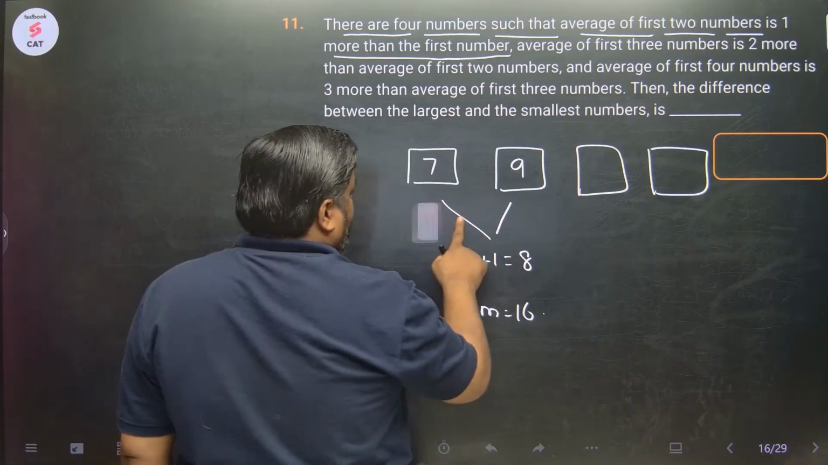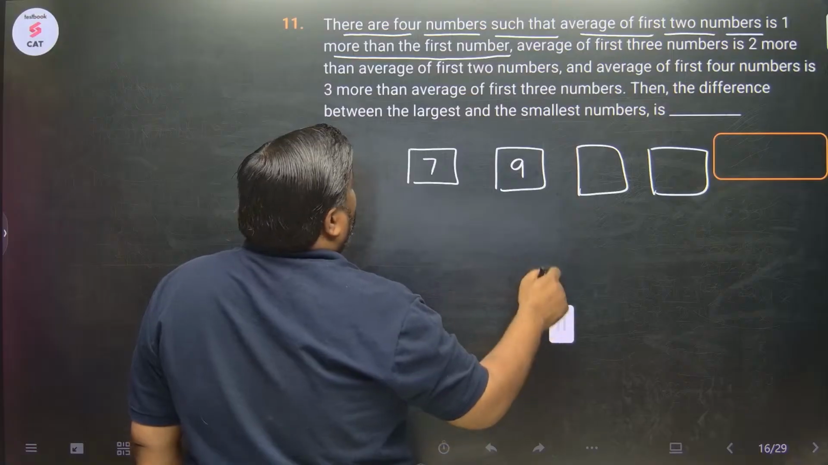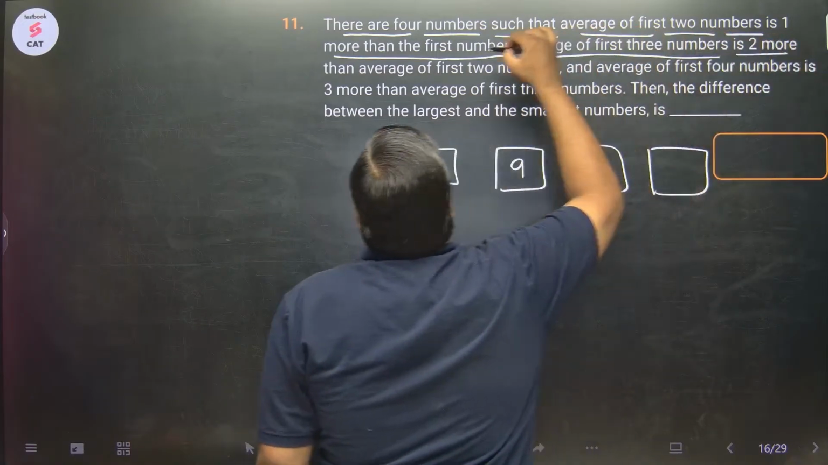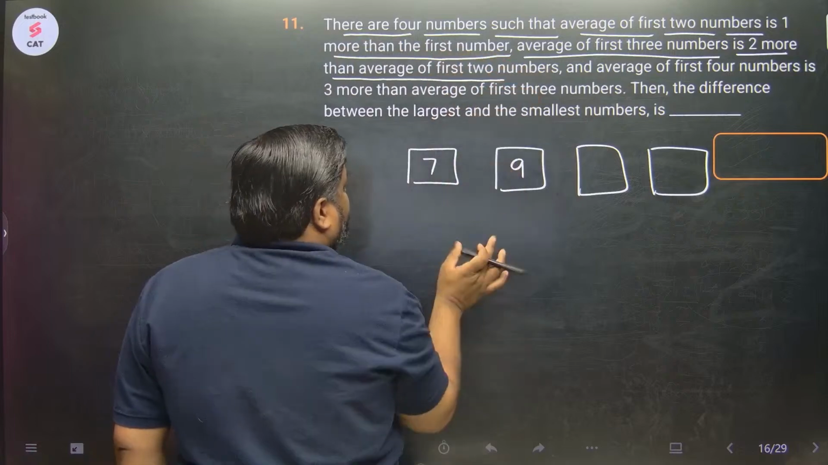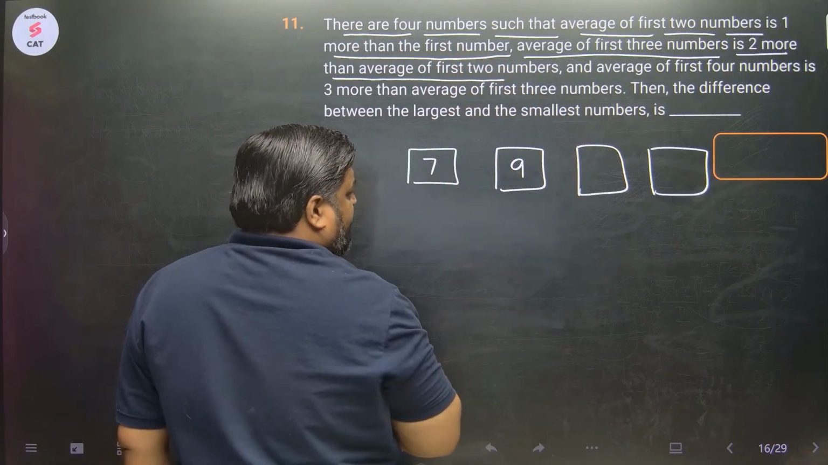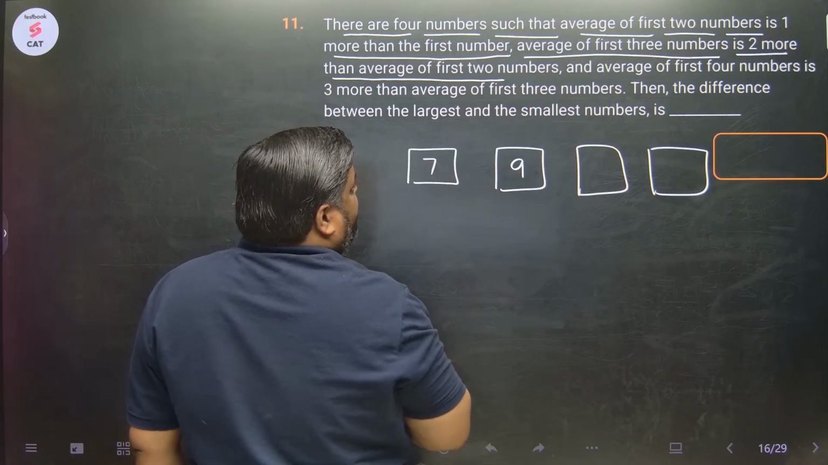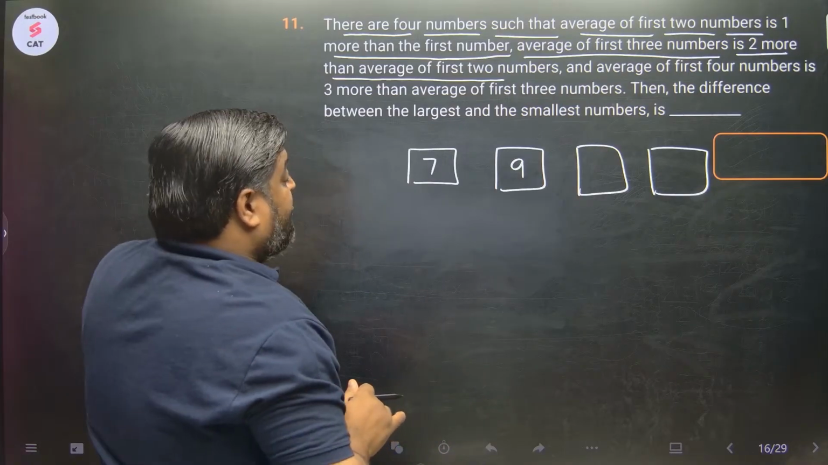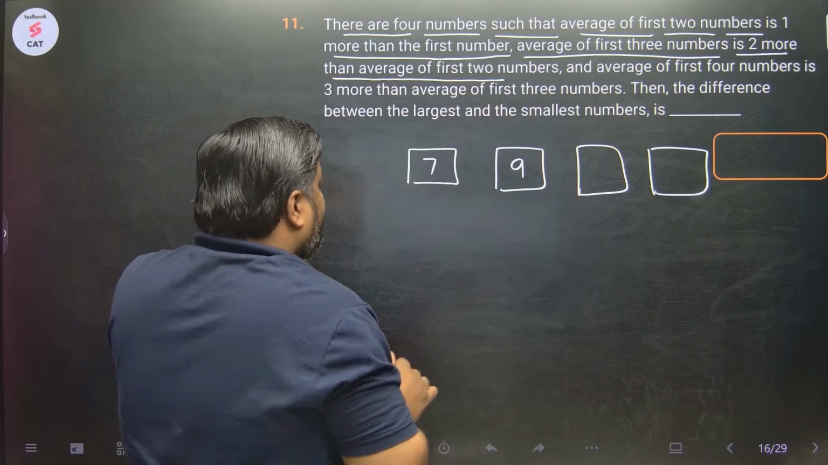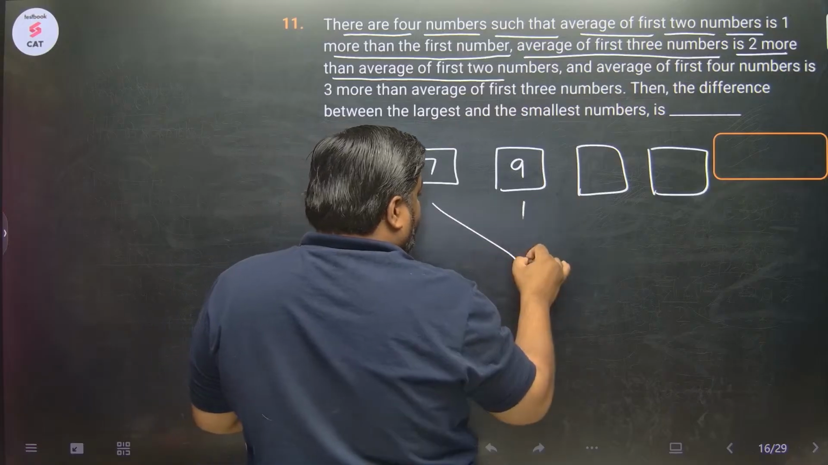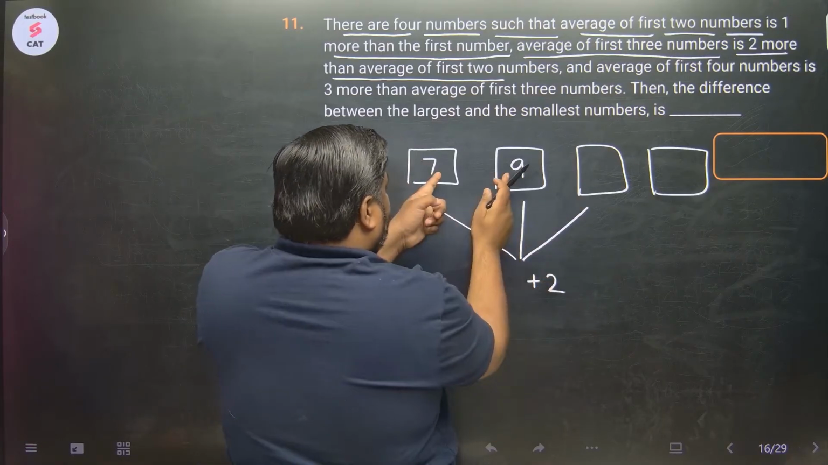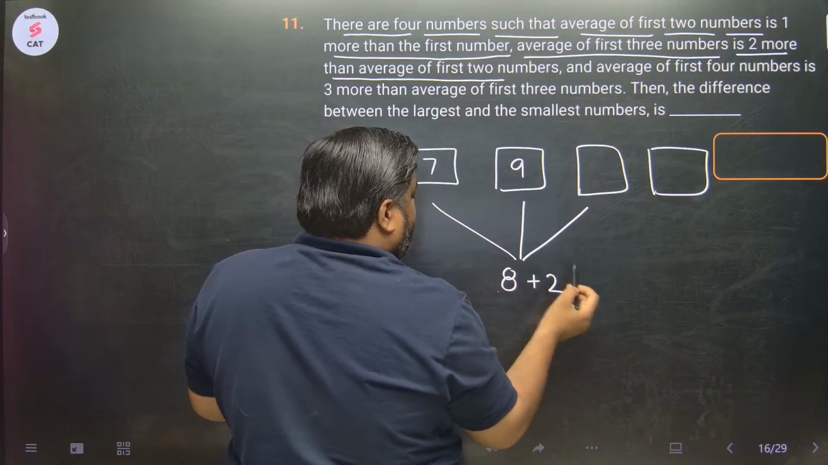ओके, चलो आगे बढ़ो. अब सेकंड नंबर मिल गया. The average of first 3 numbers is 2 more than the average of first 2 numbers. The average of first 2 numbers is 8. ठीक है. So the average of first 3 numbers is 2 more than that. अब इन तीनों का जो एवरेज है is 2 more than average of first 2 numbers, 8 + 2.